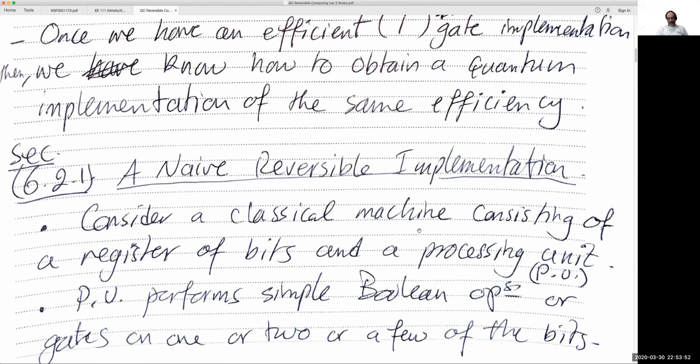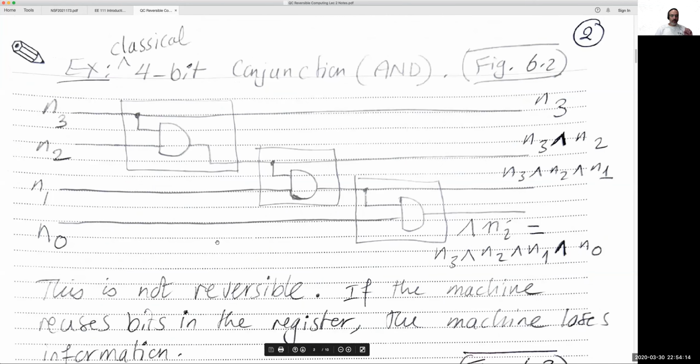Now, a few definitions. Let us consider a classical machine consisting of a register of bits and a processing unit. That processing unit performs simple Boolean operations or gates on one or two or a few of the bits in the register. So let us take an example to be a classical 4-bit conjunction. The book uses the term conjunction, and a conjunction is simply just an AND gate.